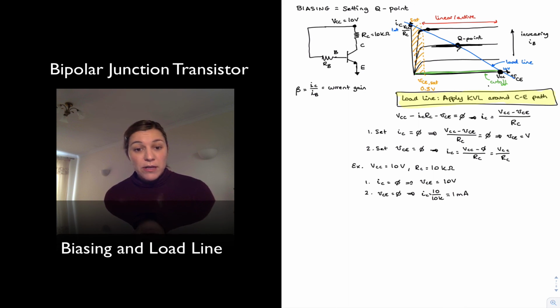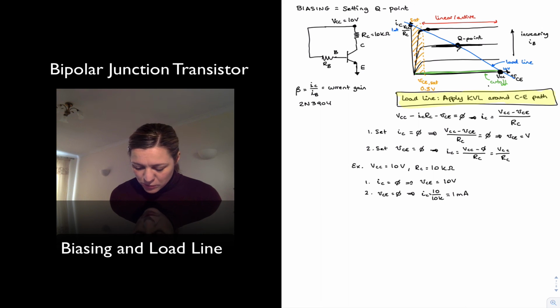Now, beta is a parameter that depends on process parameters, and so it can vary widely for a given transistor. So if you pick two transistors from the same batch, you will find two different values of beta. When you look at the datasheet, the range is pretty wide. For a 2N3904, that is the datasheet that's provided on your course website, you can see that beta varies somewhere between 50 to 300.